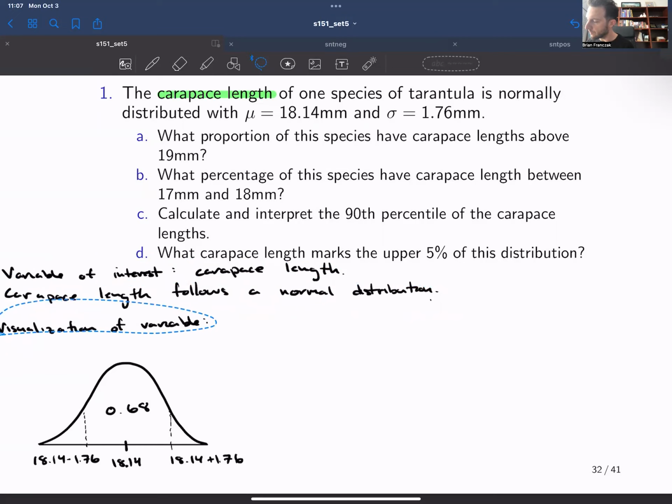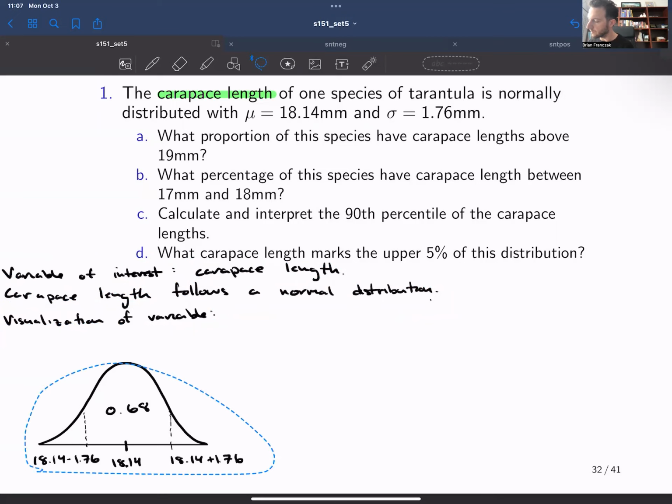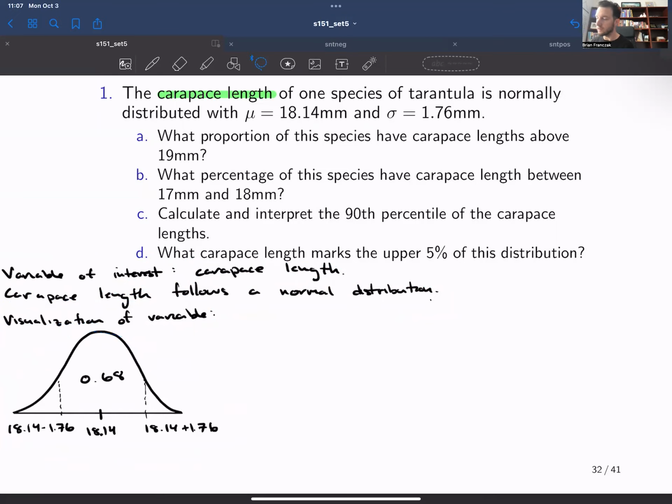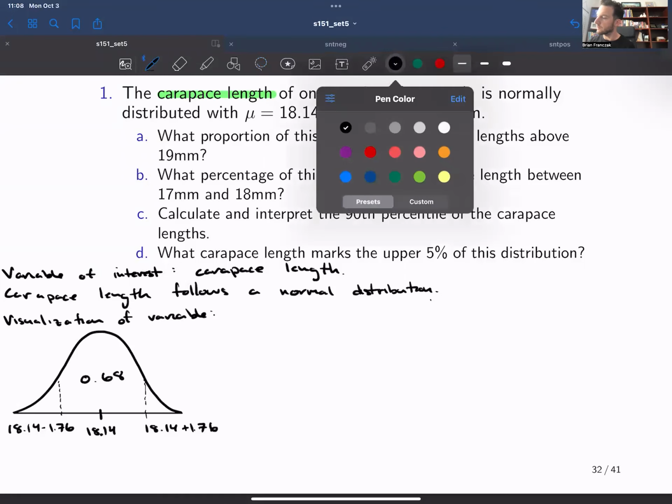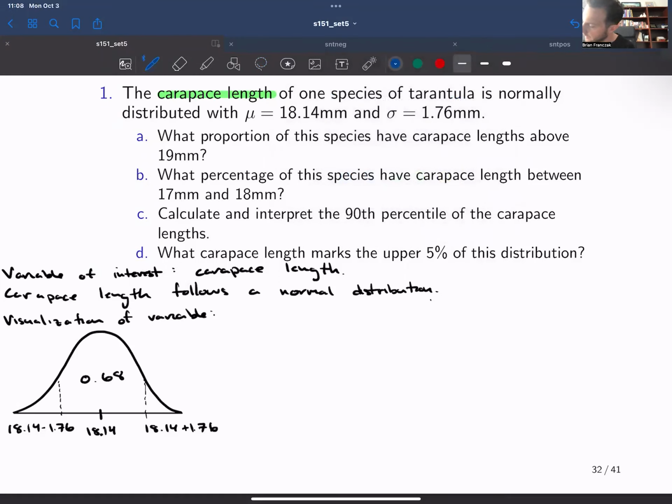So in the first problem, we're starting with an example of finding area underneath the curve. So we can use the same curve that I sketched out before to highlight the areas that we're going to be working with. All right, so for example, in part A, we are asked what proportion of this species have carapace lengths above 19 millimeters. All right, so what does this mean?